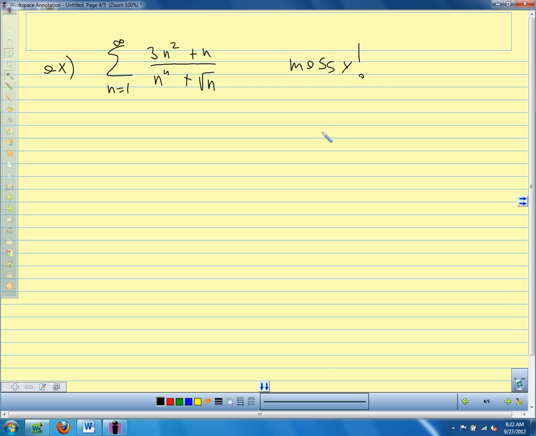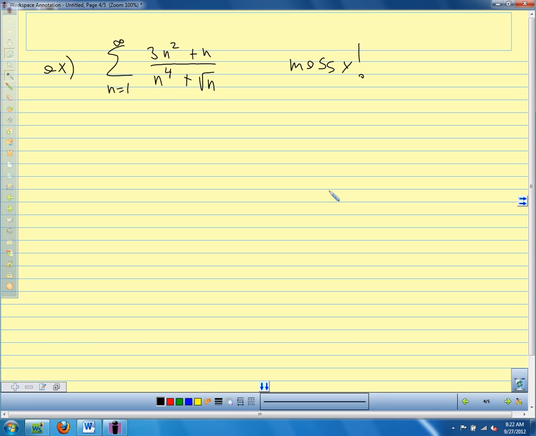What's that? N to the fourth. Yeah, this is messy. To use other kinds of tests to analyze this somehow could be very messy. The algebra could get very messy.